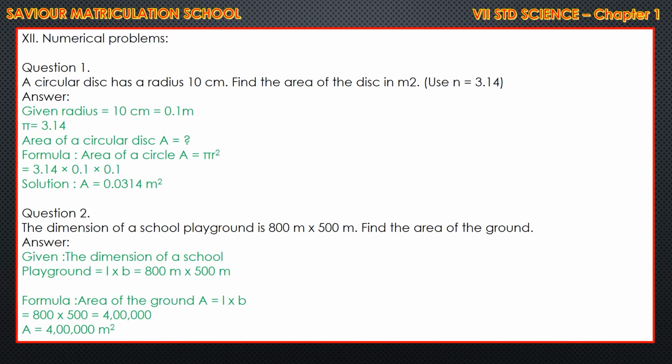Now you have to find the area of the ground. So the given here is the dimension of a school playground, that is length into breadth, that is 800 into 500. Now we have to find the area of the ground. So area is equal to length into breadth is the formula. So here length is 800, B is 500. So you have to multiply. So when you multiply 800 into 500 you will get 4 lakhs, that is area is equal to 4 lakhs square meter.